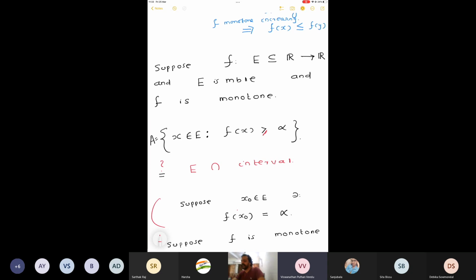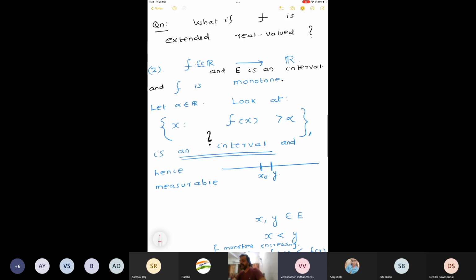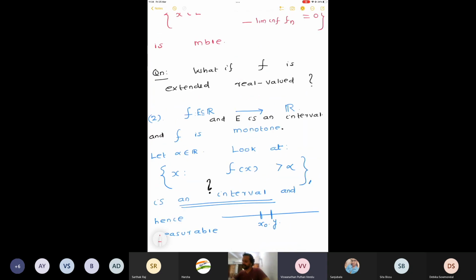But I cannot use the fact that the collection of all x in E such that f of x greater than alpha will be an interval. I cannot use that fact. But using some other fact, can I still prove this set is measurable or not? I don't have an answer. So those who have given inputs, please sit down and write your argument and see. Anyway, I will try once again.